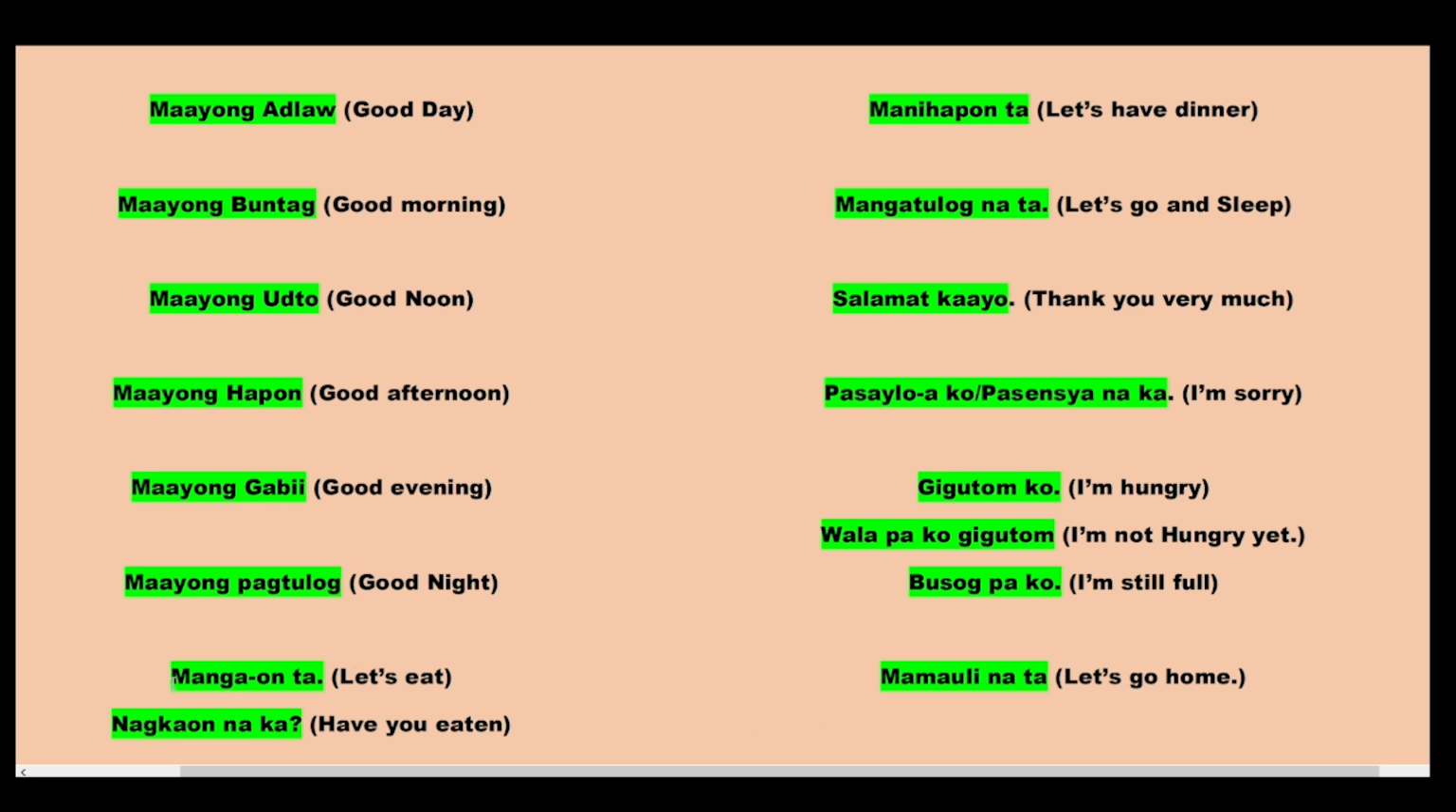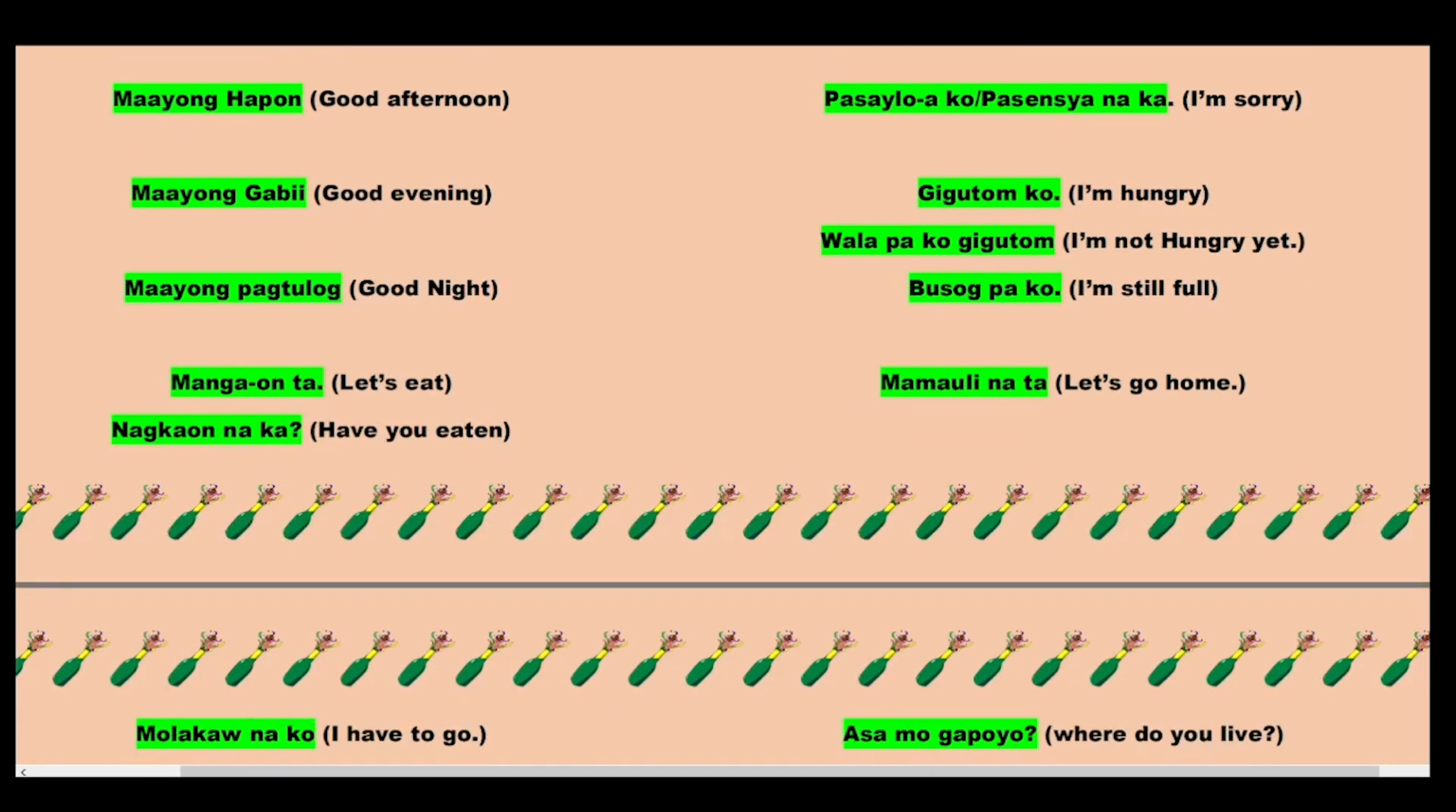Another one, mangaon ta, let's eat. Then if you want to ask someone if they already ate or not, you can say, nagkaon na ka? Have you eaten yet? Alright, this one, mamauli na ta, let's go home.